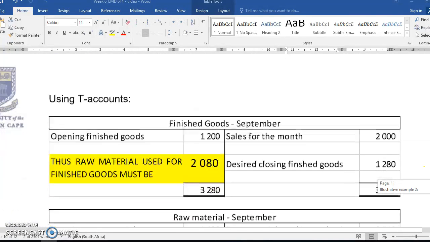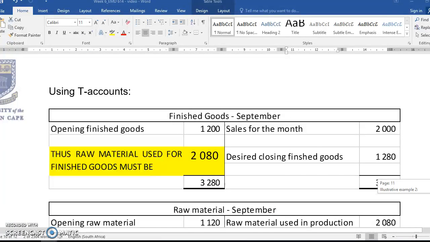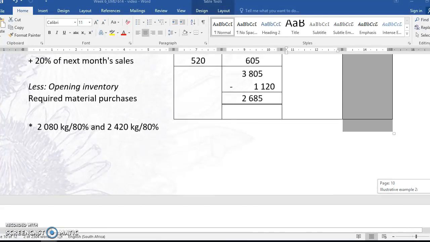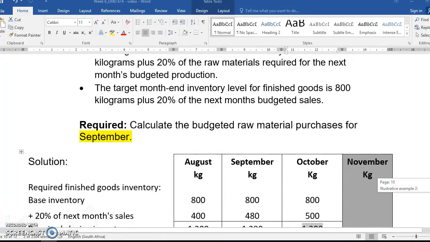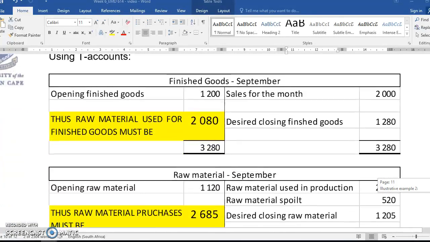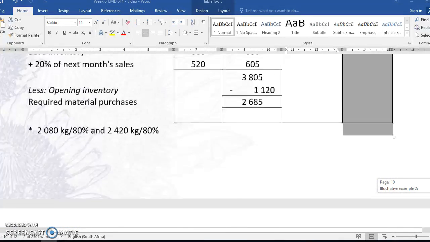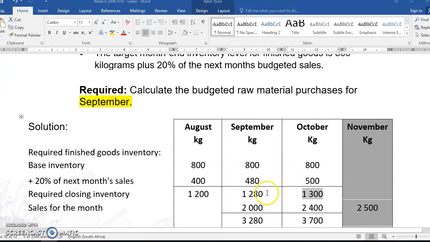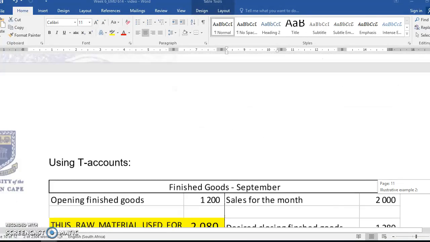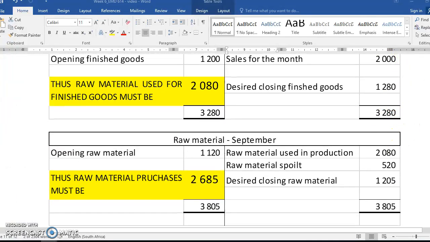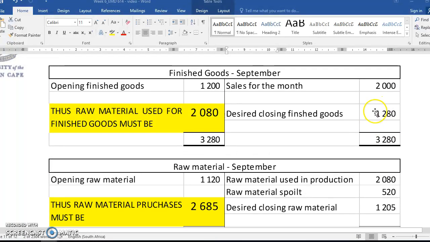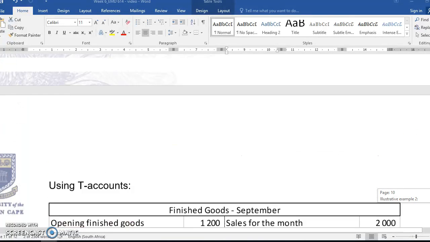And if we have a look at this in terms of a T account, because this table is sometimes confusing, so if we look at the T account, closing inventory for September, there the 1,280, right, is effectively, remember as I said before, on your credit side you have the closing balance as well as the sales, so the 2,000 sales and the 1,280 closing balance.